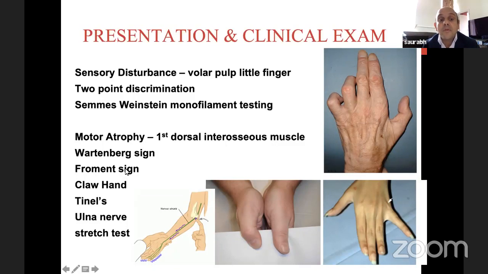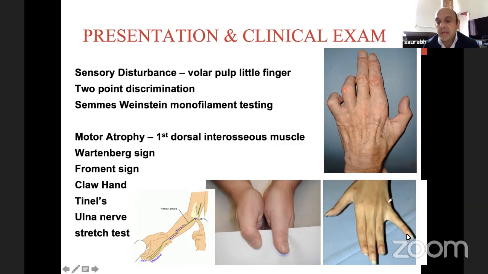In terms of motor examination, important is, all the interossei will be wasted, but in an early ulnar nerve involvement, look at the first web space, because that's where you can clearly see wasting. So even in early wasting, first dorsal interosseous being such a big muscle, you'll be able to pick up the wasting. Then of course, Wartenberg sign.